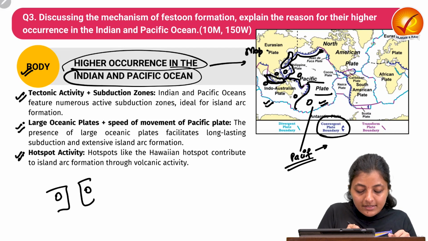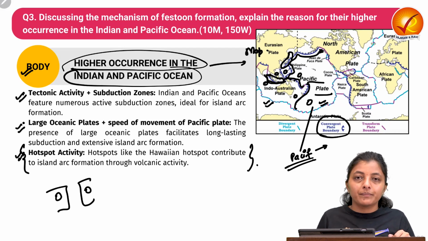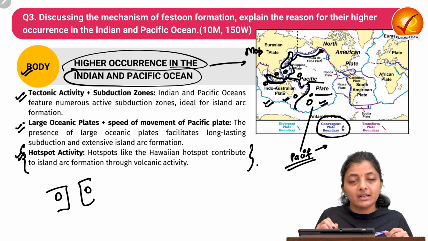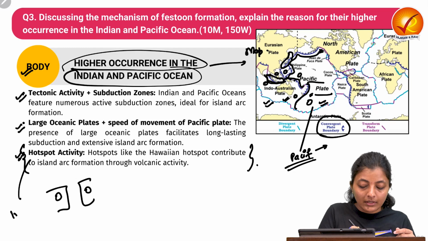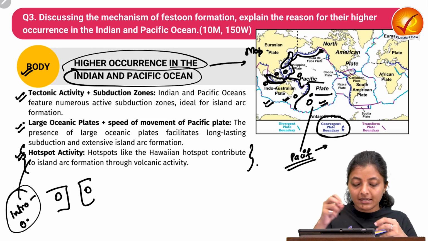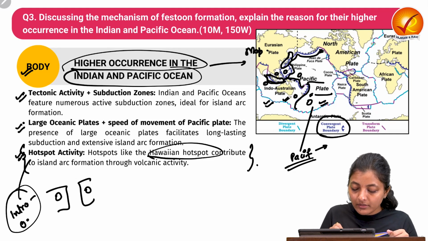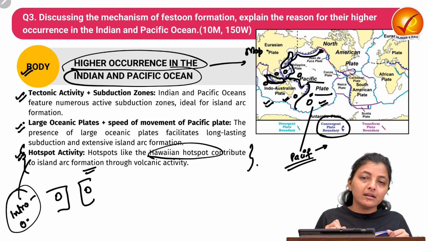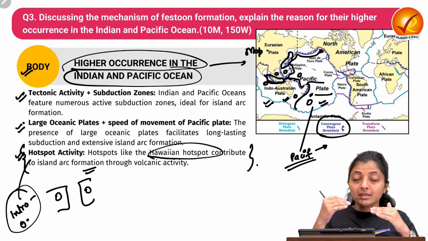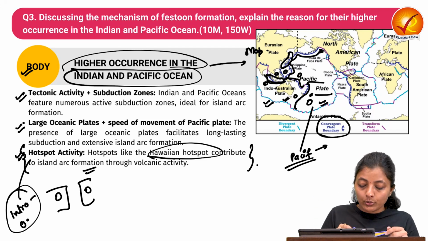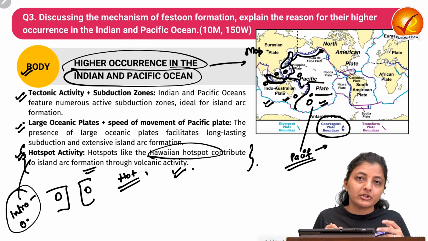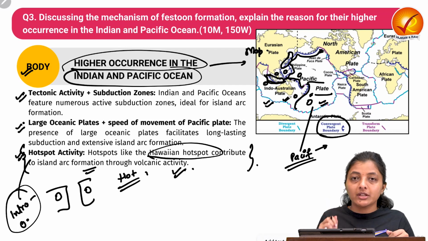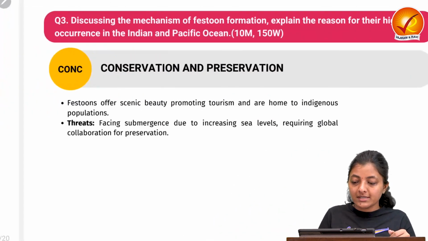Okay, next is about hotspot activities also. In the Pacific and the Indian Ocean, there are cases of hotspot activities also. So in intra-oceanic plates, again we can see islands, some form of islands like the Hawaiian hotspot, which is also an island arc, but this is created not due to the subduction of the oceanic plate but due to hotspot activity. So this is also one case of the formation of island arcs in the oceanic plates. Okay, so this way the body is completed.